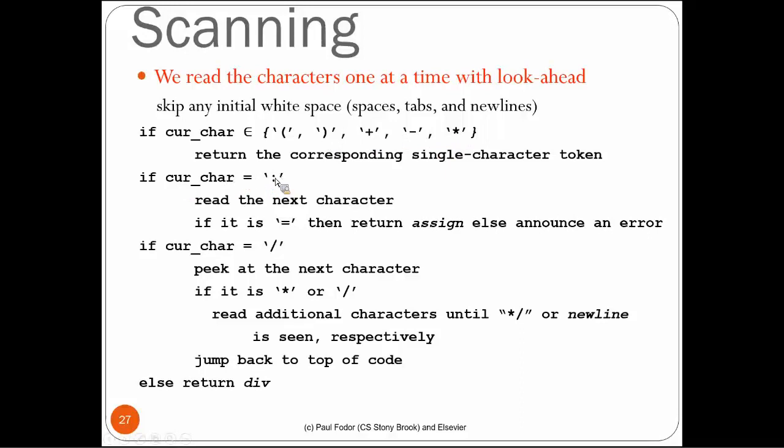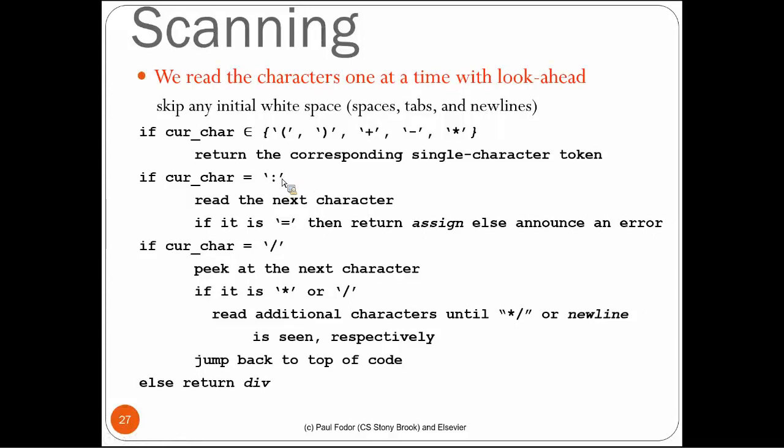If the current character is colon, then we read the next character. If it's equal, then we return the assignment token. If it's just colon by itself, we announce an error, because there is no token that contains colon followed by not equal.